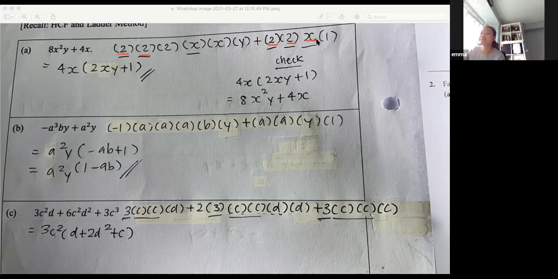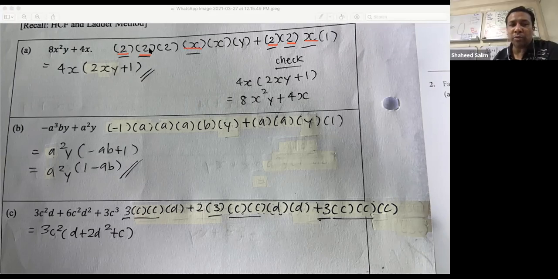What else? x is the same. So that means you take 2 times 2 times x and put it outside here. And then you ask yourself what number times 4x equals this. The balance, you put it here. This is the balance, 2xy. And down here, because all of them are used up, you put the number 1 here.